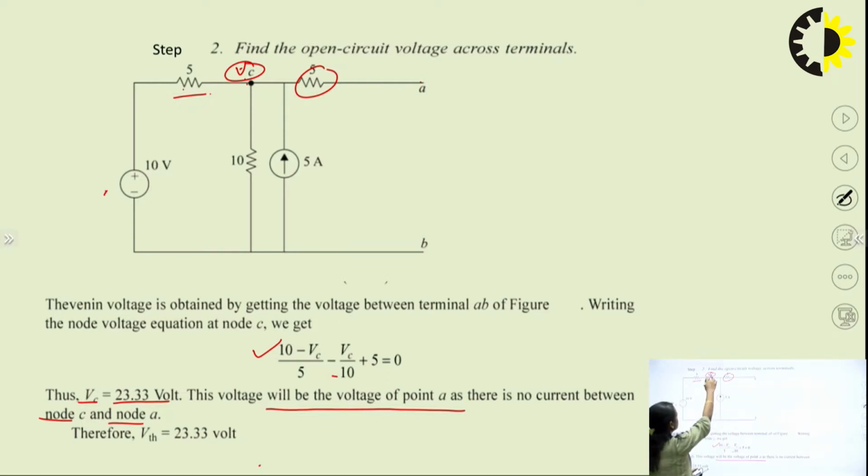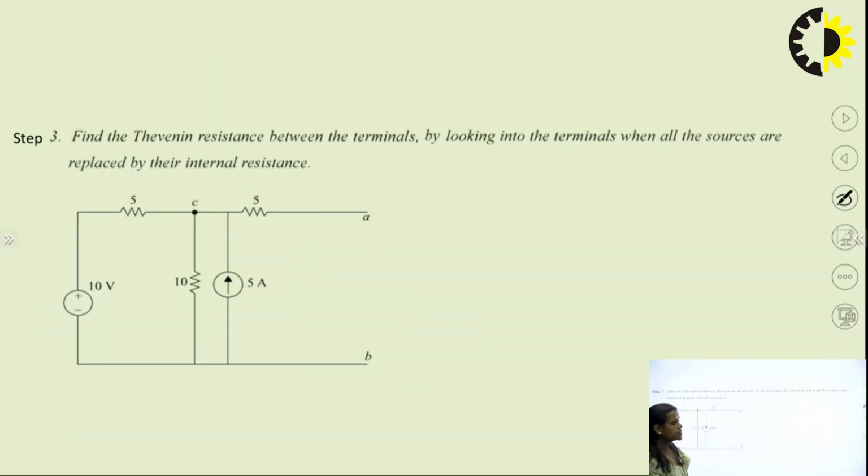So whatever the voltage is at this node, the same voltage will be reflected at this terminal A and B. So the VTH value is equal to this Vc, which is equal to 23.33 volt. So we have found the VTH also. Now the next step, step 3, we have to find the Thevenin resistance.